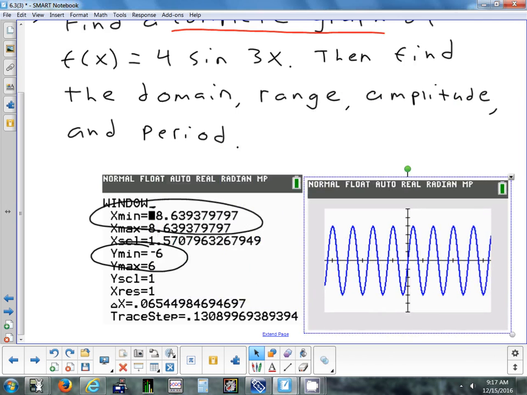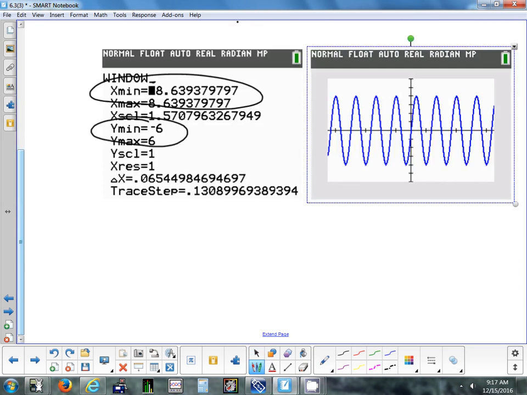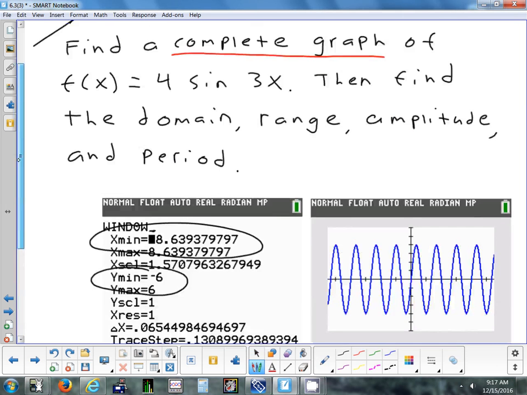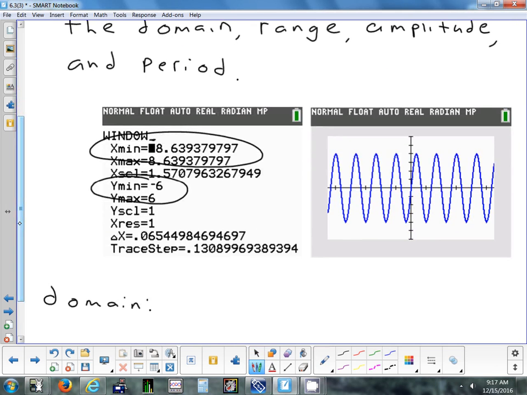So now let's see if we can find everything they're asking for. What's the domain? What numbers are you allowed to plug in for x? Yeah, you can plug in all real numbers.